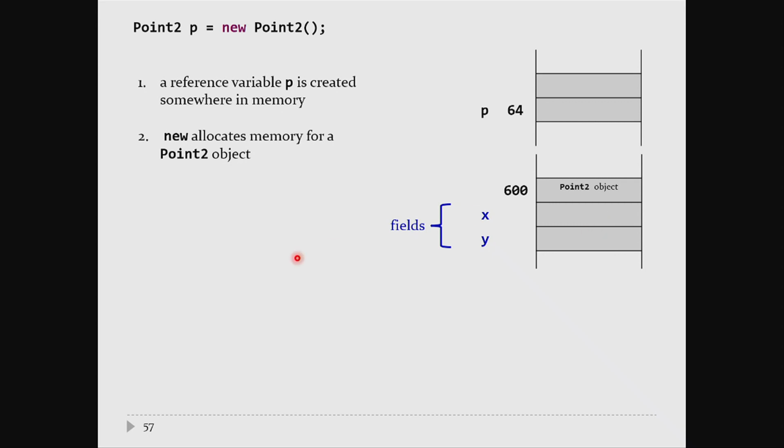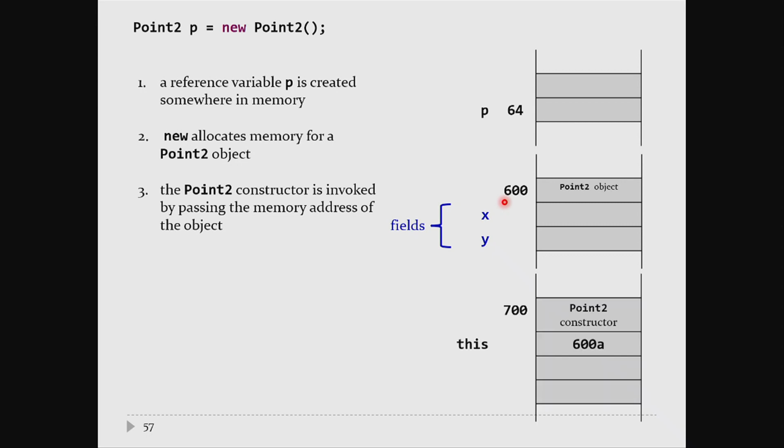Now, how do we initialize the fields? Well, a constructor runs. The point2 constructor is called by passing the memory address of the object. So we're going to pass this number 600, I guess the memory address 600, to the constructor. And inside the constructor, the word this refers to that address right there. So the constructor has a hidden parameter called this. It's an undeclared parameter, so it doesn't appear inside the round brackets, and its value gets set to 600, the address of that object right there.